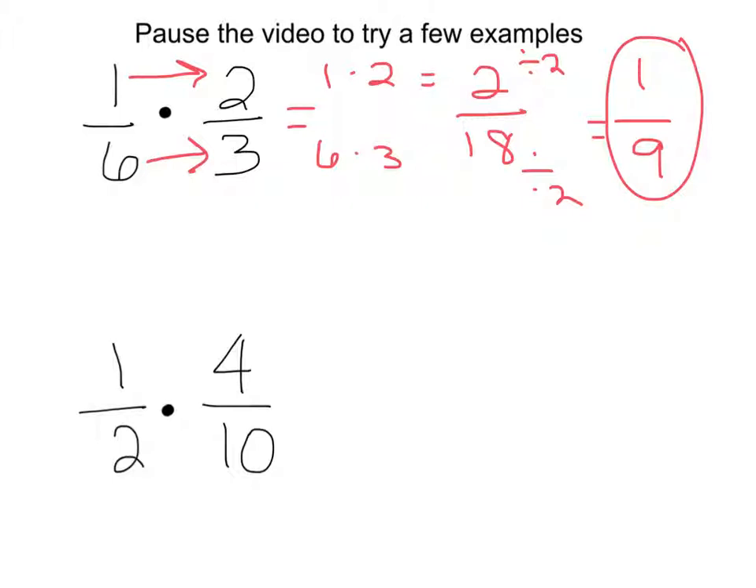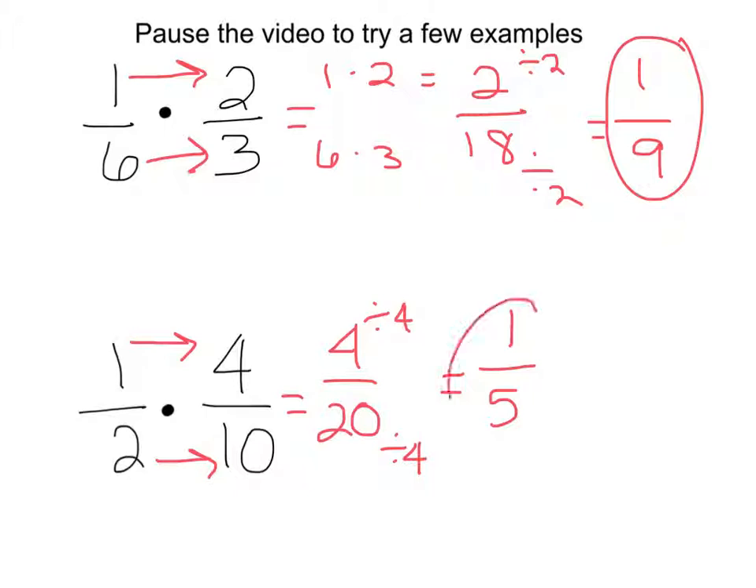The next example is 1/2 times 4/10. You again multiply straight across. So we would have 4 over 20. We can simplify here and divide the top and the bottom by 4, because we know that 4 goes into both numbers, and so we get 1/5 for our final answer.